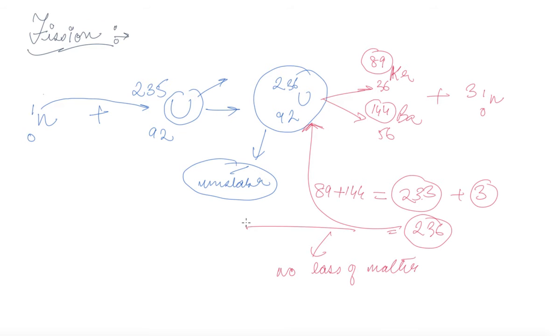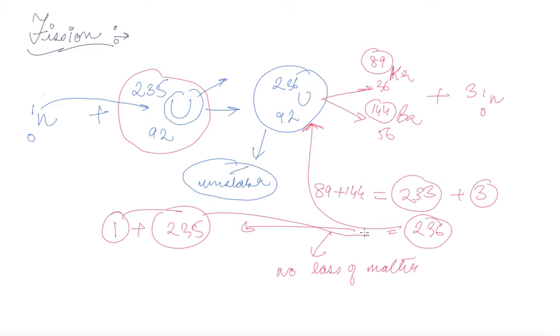Now 236 is equal to 235, the mass number of this uranium, plus one extra neutron. So the nucleons are being conserved, and this is what happens. These 3 neutrons are released along with the release of high energy. So this is the whole process of nuclear fission.